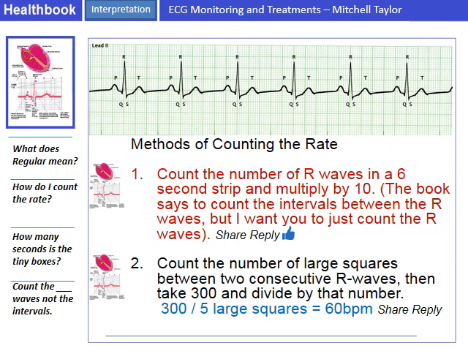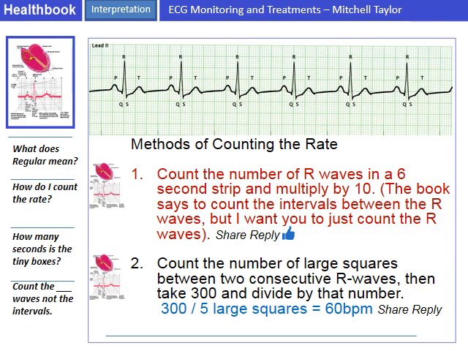One of the methods of counting the rate is to count the number of R waves in the 6-second strip. So first of all, we have to find 6 seconds. What is 6 seconds? Remember, the little tiny boxes are 0.04. Five of those make up a larger box, and that would be 0.20.